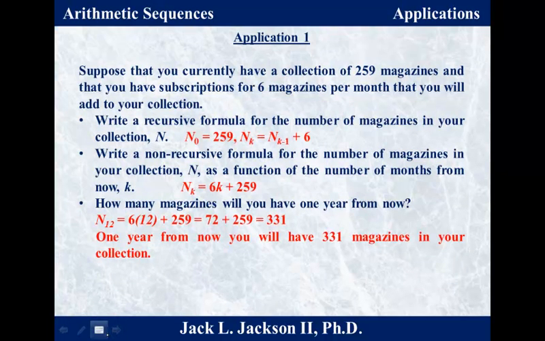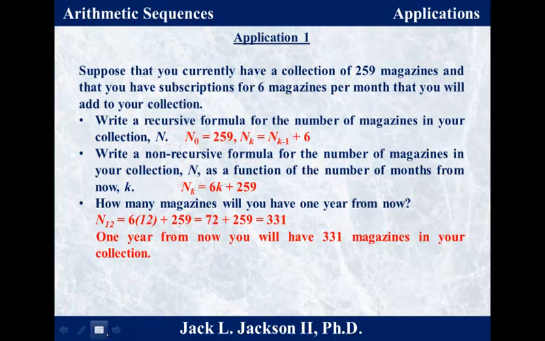Okay. Now we're back. We notice that the recursive formula is n sub 0 is 259. So 0 months from now, we have what we have now, which is 259. And when we're k months from now, we'll have n sub k, which is n sub k minus 1 plus 6. So at any month, we'll have 6 more than we had the previous month. So that's a recursive formula. A non-recursive formula would be n sub k equals the slope, how many we're adding each month, which is 6, times k plus our initial amount of 259, the 0th term. So n sub k equals 6k plus 259.